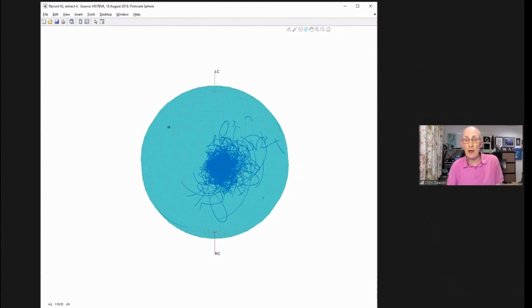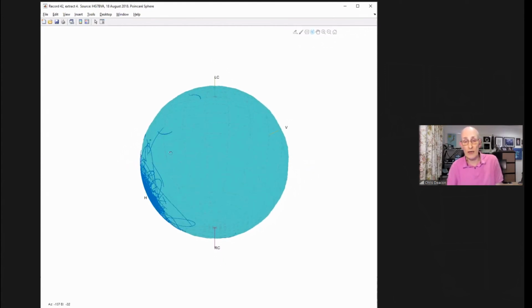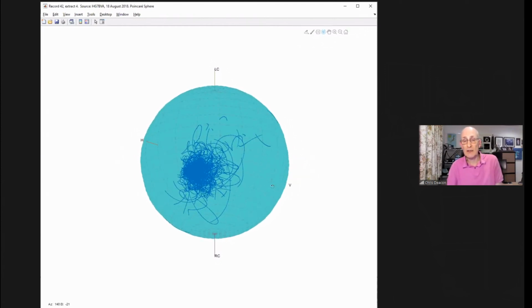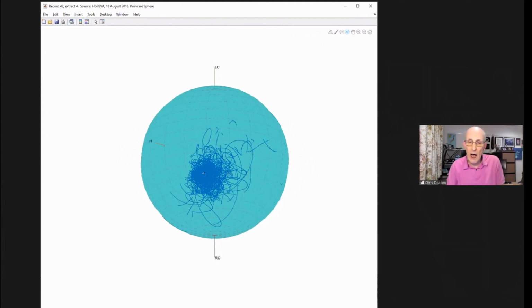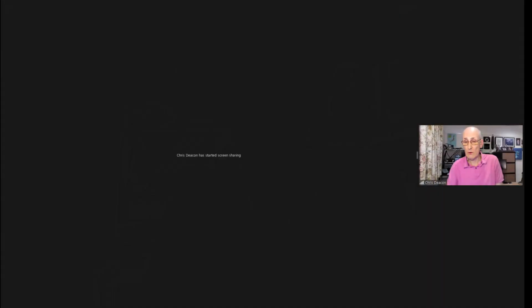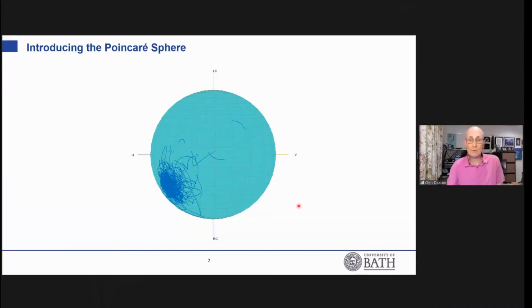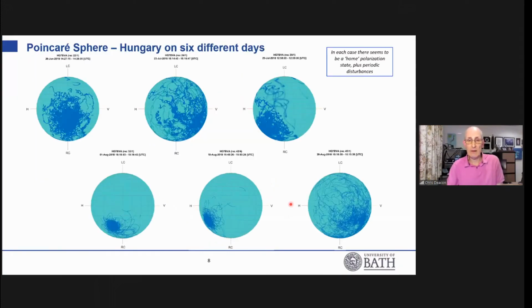So I hope you can see that in this particular case, and in fact in all the cases, this wave is completely on the surface. It has a coherent polarization the whole time. And there's a very clear home, if you like, and then some disturbances, and we've already heard about some of the reasons why those disturbances might happen, but it pings off into various directions and comes back generally. So let me go back to my PowerPoint slideshow again.